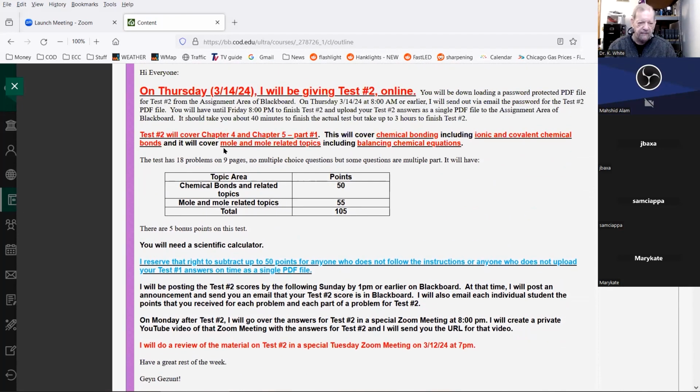Test two, excuse me, will cover chapter 4 and chapter 5, part 1. This covers chemical bonding, including ionic and covalent chemical bonds, and it will cover mole and mole-related topics, and it'll have balancing chemical equations, which hopefully you've done the practice problems for. There'll be 18 problems, 9 pages. There are no multiple choice, but some of the questions are multiple part, just like the practice problems.